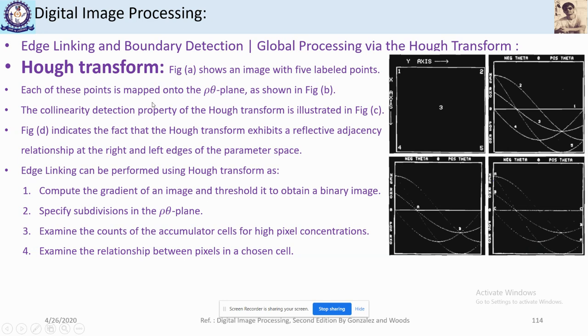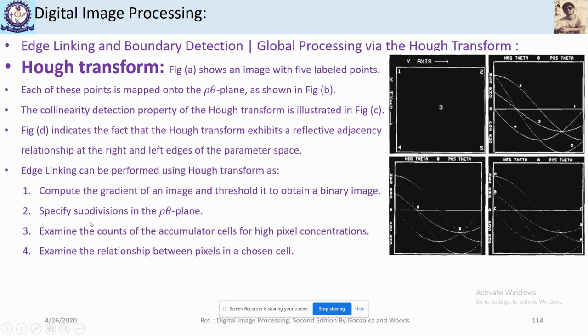Now, how can we utilize this Hough transform for edge linking? Edge linking can be performed using the Hough transform as follows. First, compute the gradient of the image and threshold it to obtain a binary image. That means we need to apply Prewitt's or Sobel's filter over it. So we calculate the gradient of the image, and then we threshold it and we get the binary image.